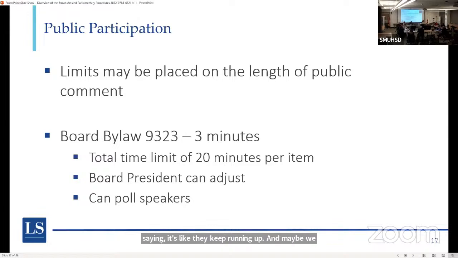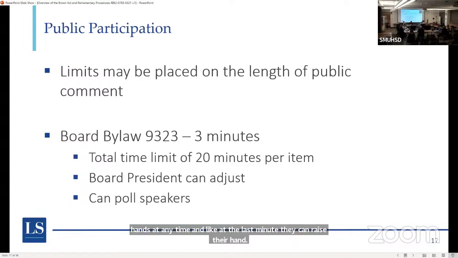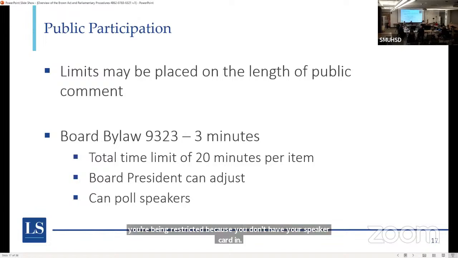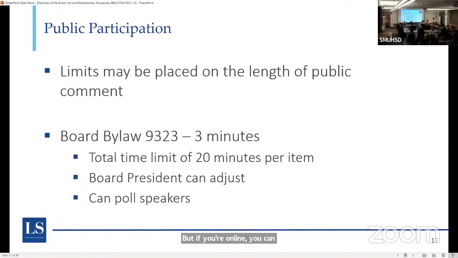What happens on virtual is people can raise their hands at any time, and at the last minute, they can raise their hand. So it doesn't seem fair that if you're in person, you're being restricted because you don't have your speaker card in, but if you're online, you can just raise your hand at any moment and you'll be called on.